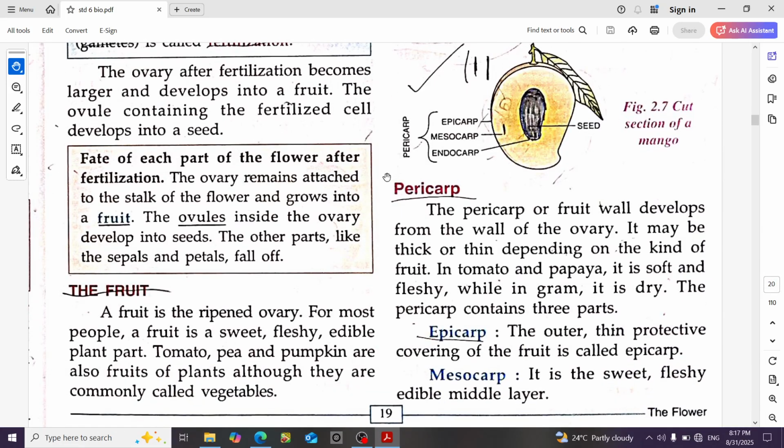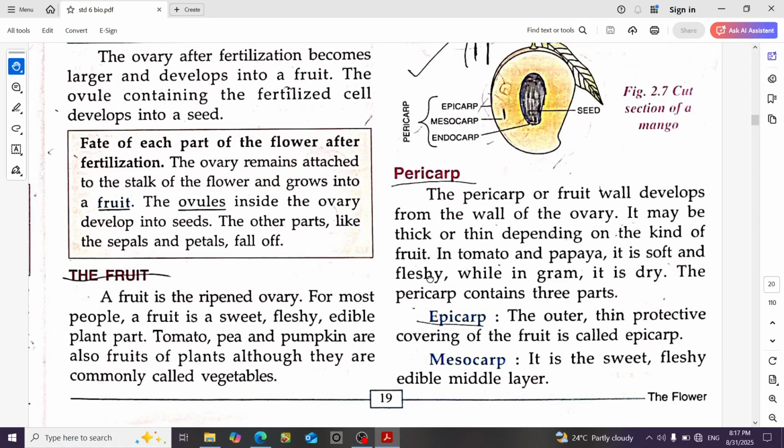The male and female gamete unite together to form a fertilized cell which converts into a seed later on. The ovules inside the ovary develop into seed, and other parts like sepals and petals fall off. And the ovary remains attached to the stalk and it grows into a fruit. Now, what is a fruit? Fruit is a ripened ovary.